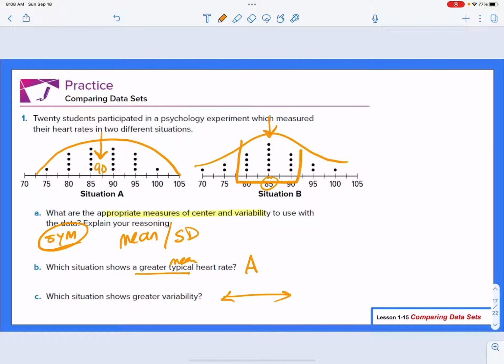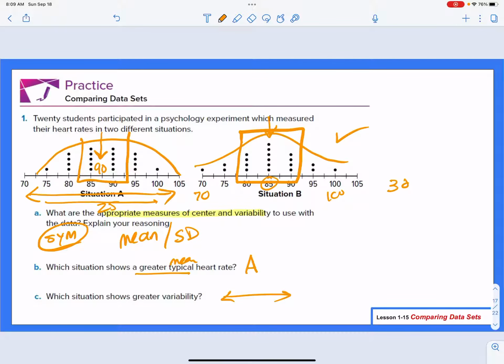If I just look at the terms around the middle, I can see that for B, most of the things are right around the middle, which means that A also seems to have a little bit more spread. That's one way of thinking about it. That could be the case, but we can also do the math on it, and when we do the math, we can say, well, this goes from 70 to 100. That's a range of 30. And here we're going 75 to 100. That's a range of 25.